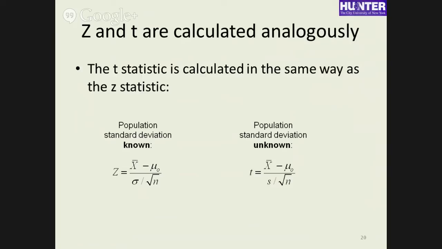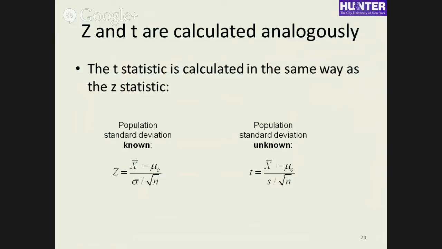If the population standard deviation is unknown, but the mean is still known, or there's a hypothesized value, which is going to be the actual case most of the time, we have a hypothesis about what that mean is, then the t statistic is calculated analogously, but the sample standard deviation is in the denominator instead. So that's the standard error over square root of n.